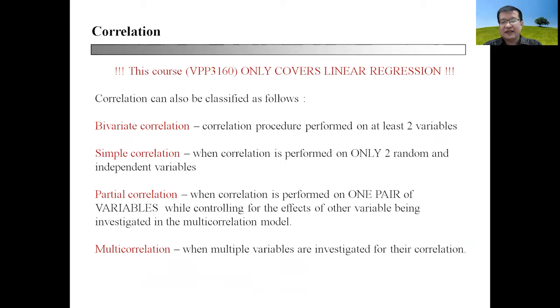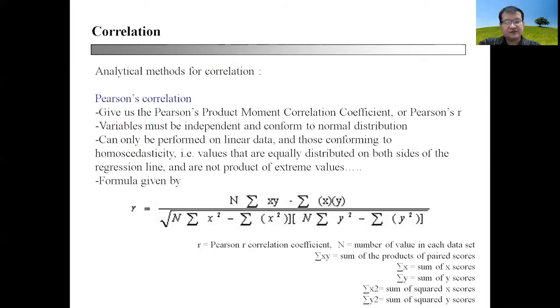This course only covers linear regression, and we shall proceed as such. Correlation can be classified as follows: bivariate correlation, whereby we are describing a correlation procedure performed on at least two variables. Simple correlation is when correlation is performed only on two random and independent variables, or partial correlation, when correlation is performed on one pair of variables while controlling for the effects of other variables being investigated in a multi-correlation model. And of course, finally, multi-correlation, when multiple variables are investigated for their correlation.